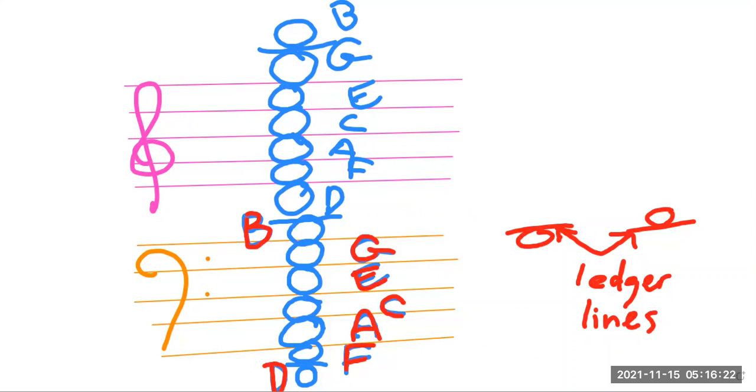So if you see two ledger lines below the staff of the bass clef, it just means you go from here. You know the last note is F, then you go to D, and you find this note is B. That's what you kind of do. So I'm going to write that down, but in a different color. Okay, F.